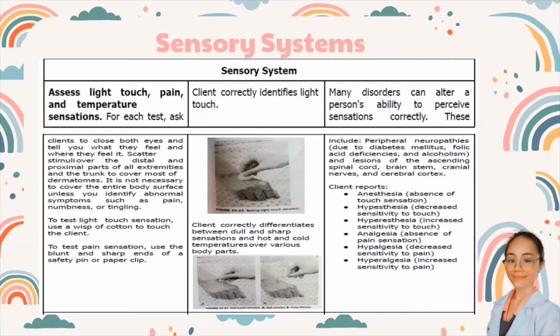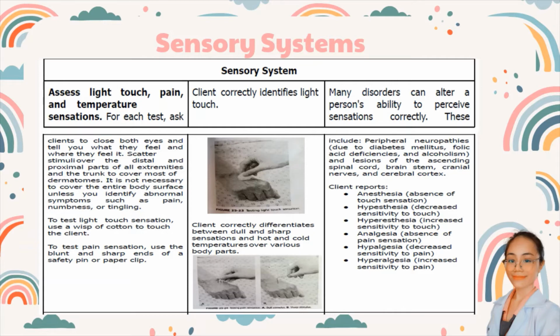To test the light touch sensation, use a wisp of cotton to touch the client. To test the pain sensation, use the blunt and sharp ends of a safety pin or a paper clip. The normal findings would be that the client would correctly identify the light touches, correctly differentiate between the dull and sharp sensation, and also differentiate the hot and cold temperatures over various body parts.